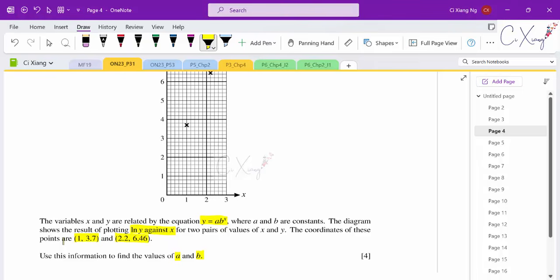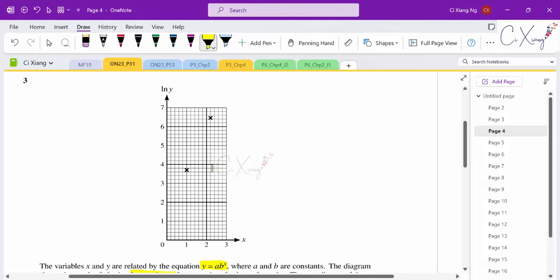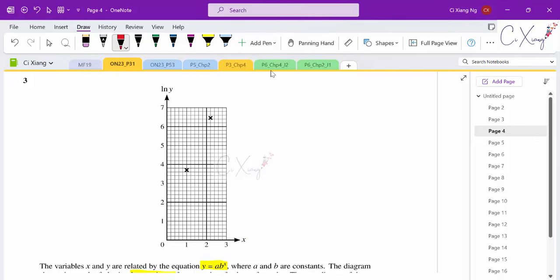Okay, so for this question, because the diagram that we sketch is ln y against x, therefore, to use the information in the diagram to solve for the equation, you need to change our original equation to become something with ln y. If not, then I'm not able to use the information from the diagram to continue and solve for a and b. Okay, so for the original equation, this is what we have.